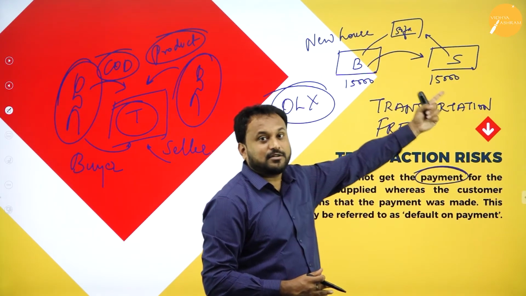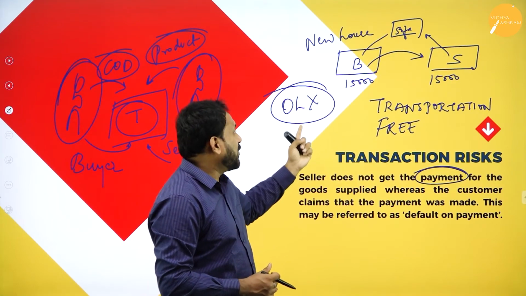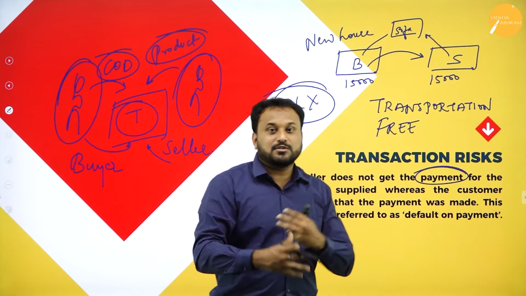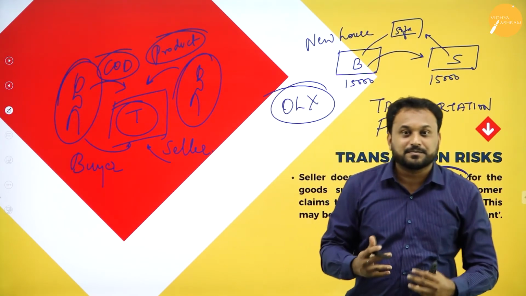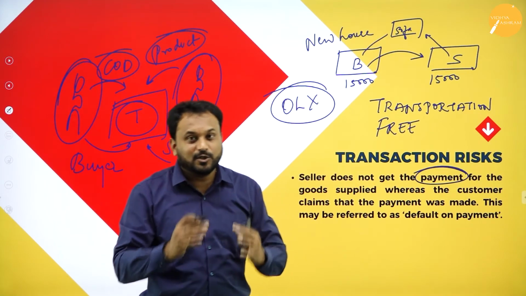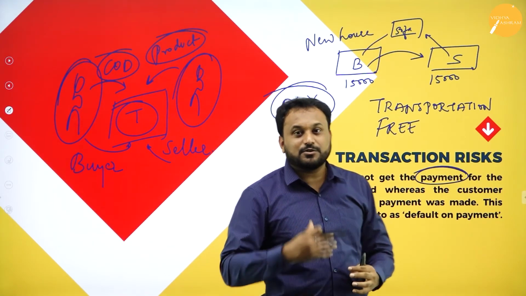All the furniture went to the new house. Now what is it? OLX says transportation is all free. So what happened? Transportation also was done by whom? OLX. Try to understand. People are very smart. If you feel that you are the smartest, no. There is always a person who is smarter than you.